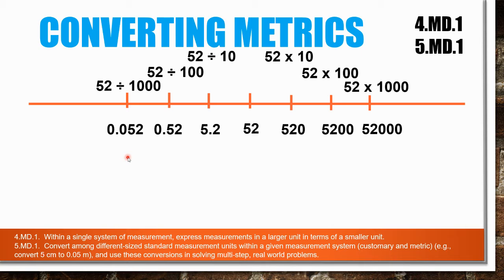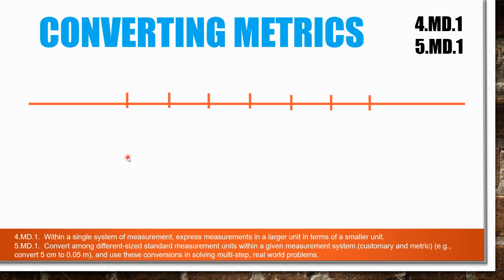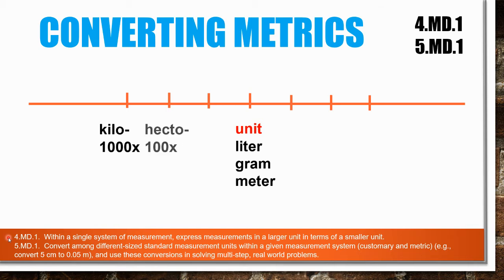Now we're going to actually use this idea of multiplying by 10 and dividing by 10 to convert metrics. So let's look here. We're going to start the center of this graphic with units. Now our units could be liters, grams, meters. We will use both meters and liters in this presentation. And if you look to the left, we're going to start with the prefix kilo. A kilo is 1,000 times the unit, whatever it is.